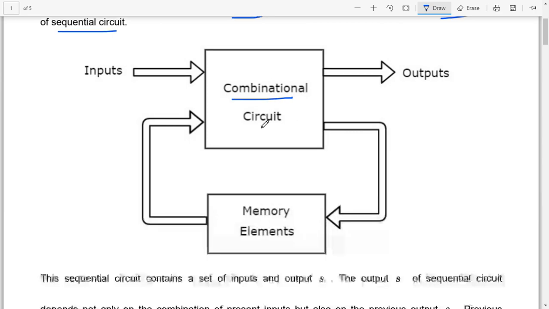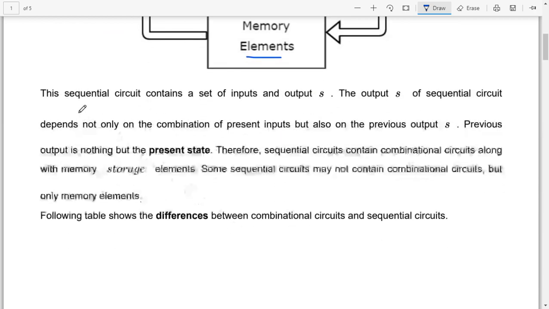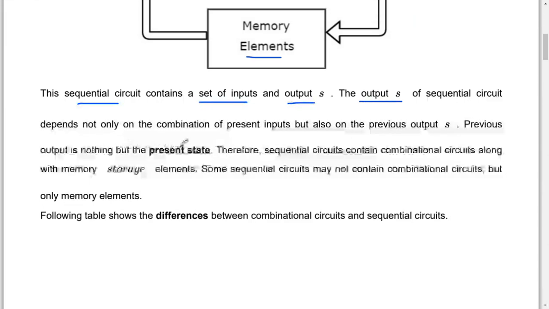This is the combinational circuit. Input goes to the combinational circuit, and the combinational circuit's data goes to memory elements and then returns to the combinational circuit. The sequential circuit contains a set of inputs and outputs. The output of a sequential circuit depends not only on the combination of present inputs but also on the previous output. Previous output is nothing but the present state.